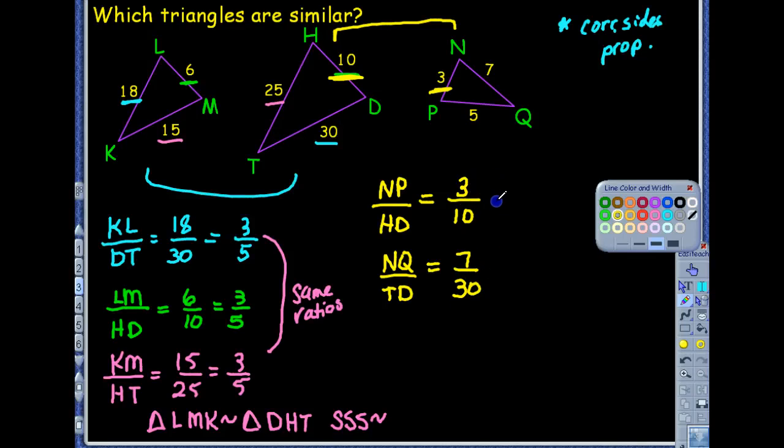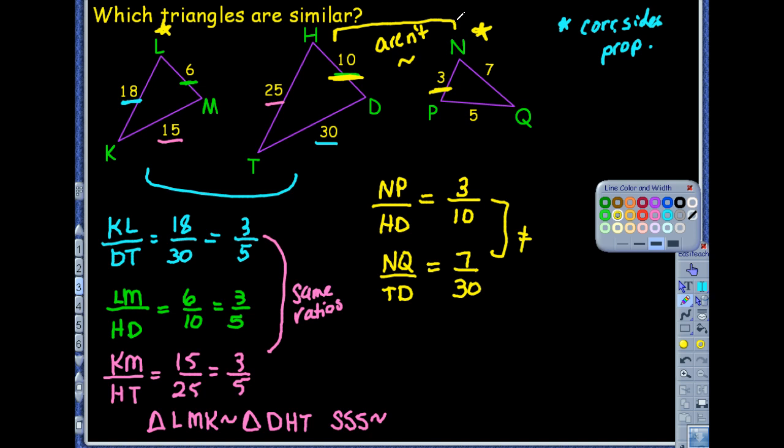Okay. And those are not the same ratios. So if those ratios aren't the same, it doesn't matter what the third ratio is, because these aren't going to be similar, right? There's no way, because not all three sets of corresponding sides are proportional. These two aren't similar. So this middle triangle is not similar to the third one on the right. What about the first and the third? Do we need to check those?